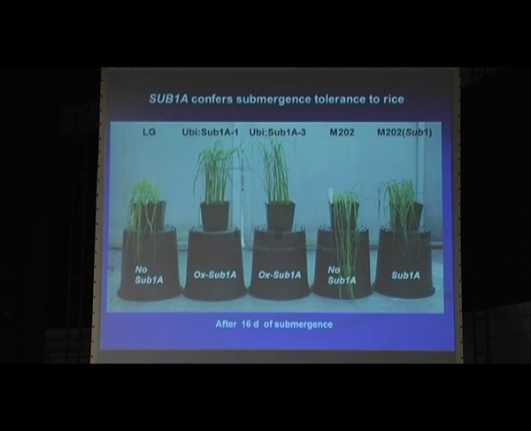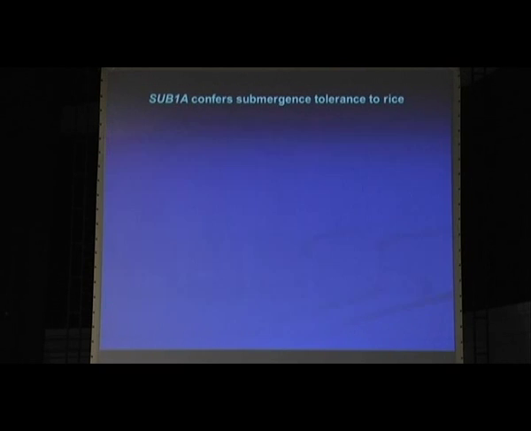This is the picture after 16-day submergence. As you can see, the japonica genotypes, LG and M202, elongated longer than the other genotypes. This is a typical submergence response in rice. They attempt to escape from submergence. However, the SUB1A-containing genotypes, transgenic and NIL, restrict elongation. We also continuously observed these genotypes under regular growth condition, so we observed recovery after 7 days.